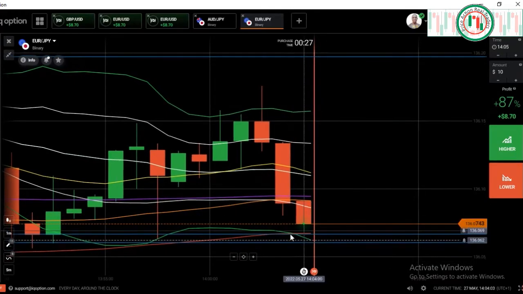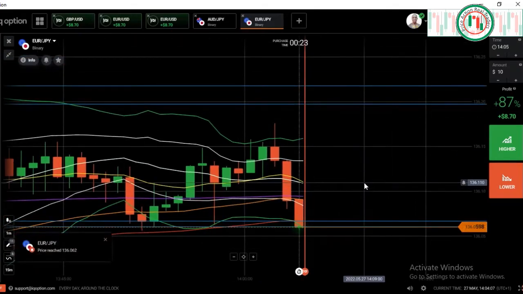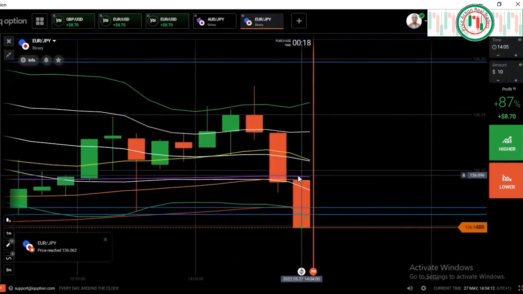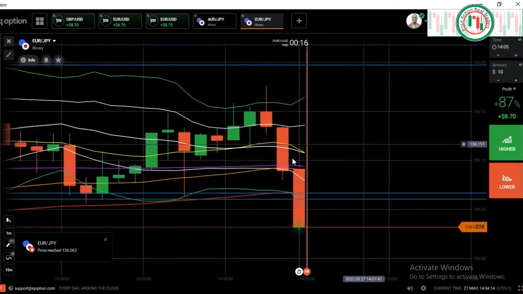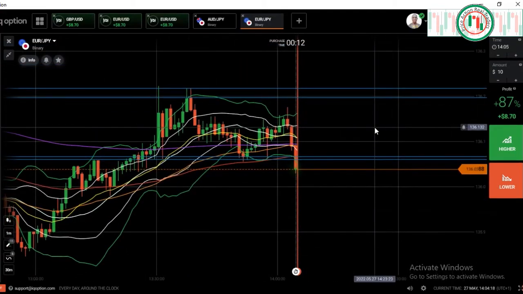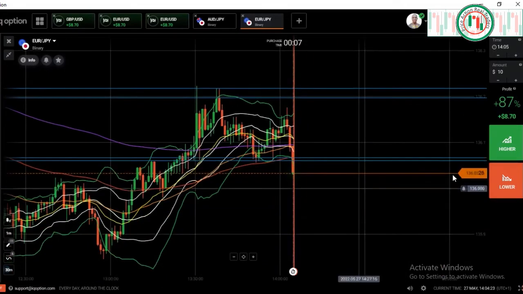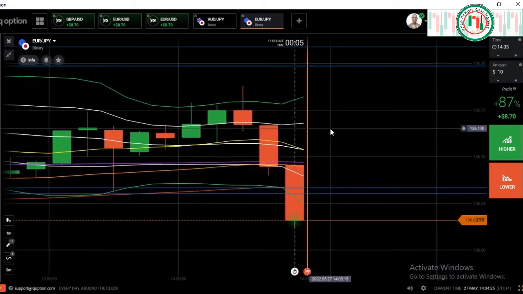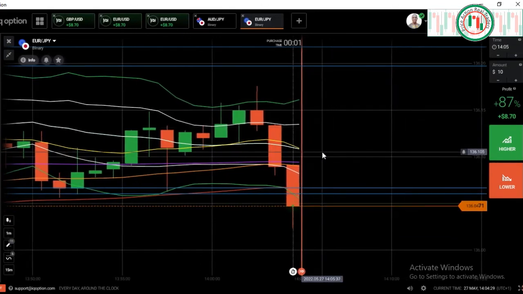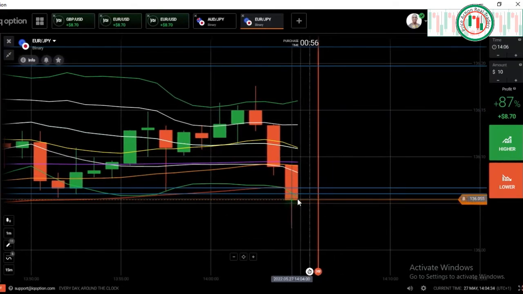You see the gap, so the market is trying to reach this zone. You see the market reached the zone, but no rejection on top, no rejection. You see multiple rejections here, but no problem. Maybe if I see a weak candle after this candle, I'll place my trade. You see rejection now.